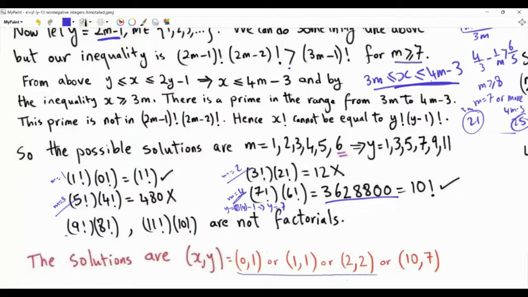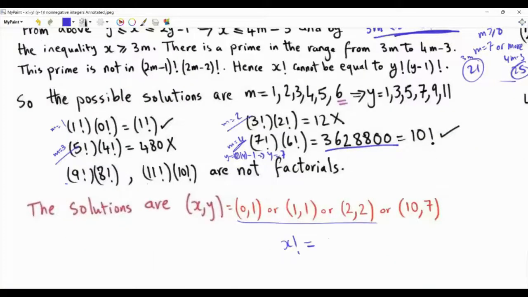So in addition to our 3 initial solutions, there is a fourth solution, and the equation x factorial equals y factorial times (y minus 1) factorial has only these 4 non-negative integer solutions.